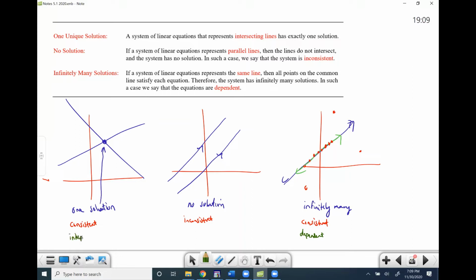The lines aren't right on top of each other, so these are considered independent. So if you get a solution, it's consistent. If you don't get a solution, it's inconsistent. If the lines are right on top of each other, then they kind of depend on each other. The other two are independent.